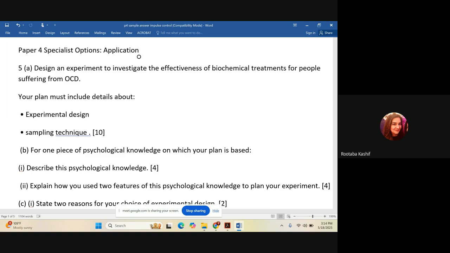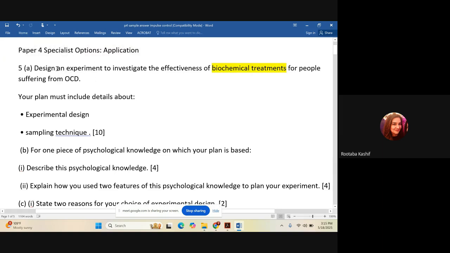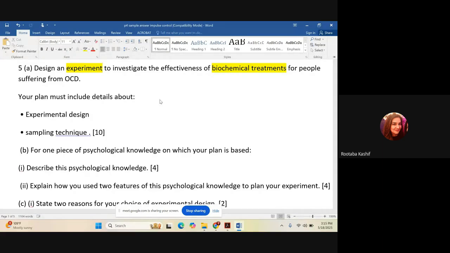The question is, design an experiment to investigate the effectiveness of biochemical treatments for people suffering from OCD. Biochemical treatments, what do you think they are talking about? There are some important words in the question. The first important word is biochemical treatment, right? And the second thing they are asking you to do is design an experiment, right? I'm just highlighting the important points here.